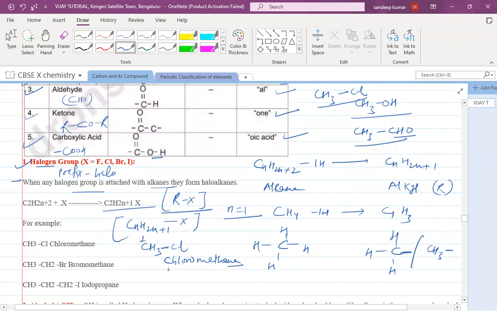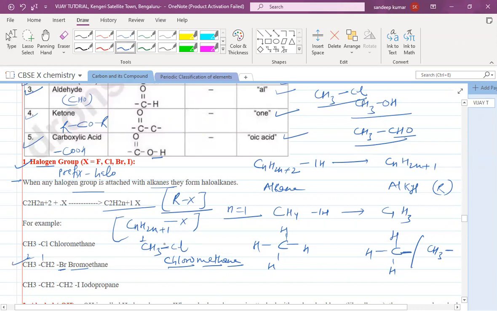If chlorine is there, it is a halogen, so we use the prefix chloro, and one carbon means methane. In the case of CH3CH2Br, bromine is there, so it becomes bromo, and there are two carbon atoms, so this is bromoethane.